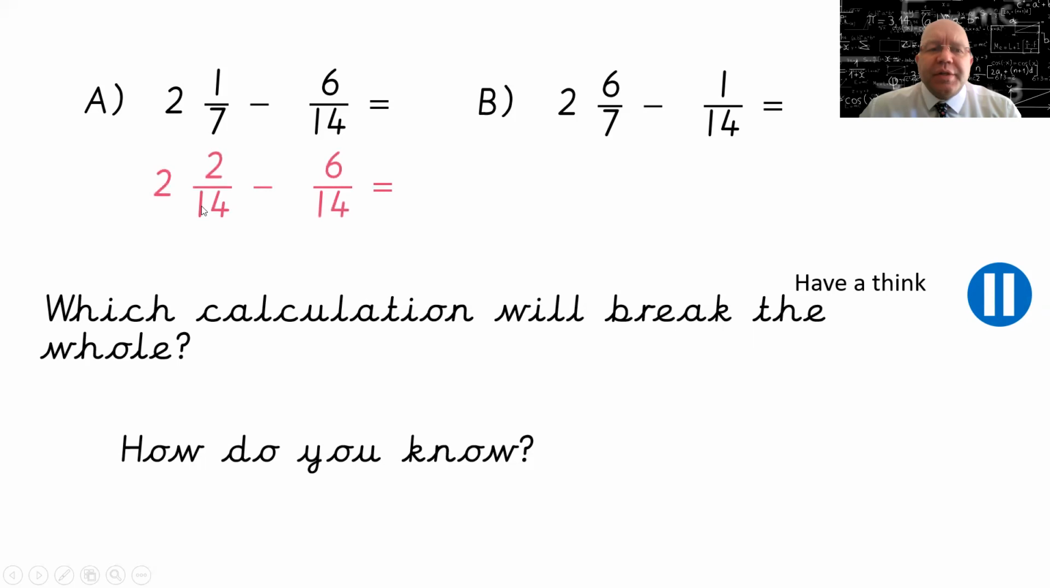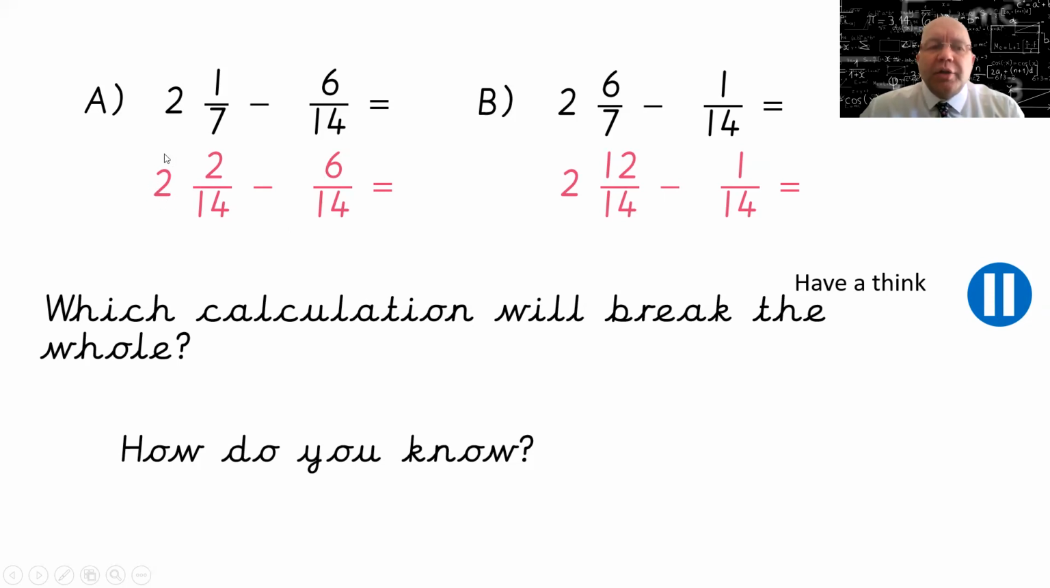Okay, well, as I say, common denominator. So we've actually got 2 and 2/14ths, take away 6/14ths. And for this one, we've got 2 and 12/14ths, take away 1/14. So this is the one that will break the whole because we're taking 6 away from 2, which will force us into the whole numbers.